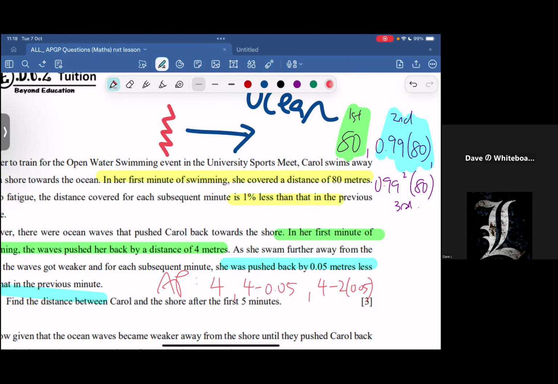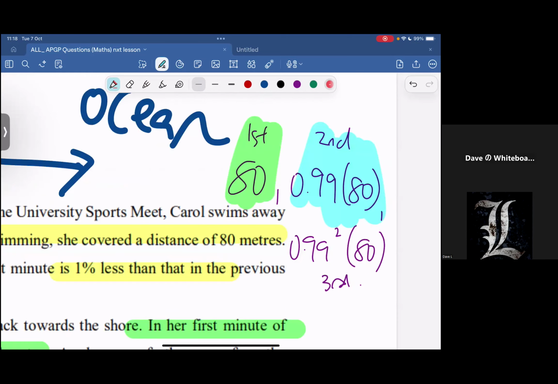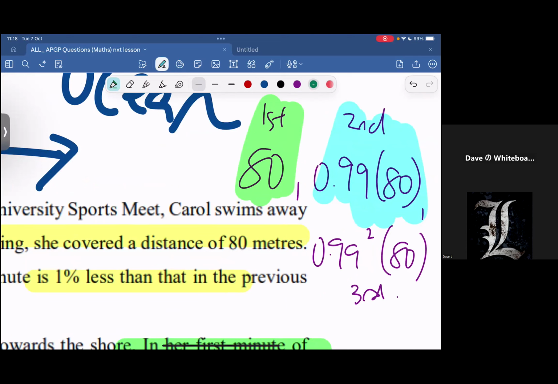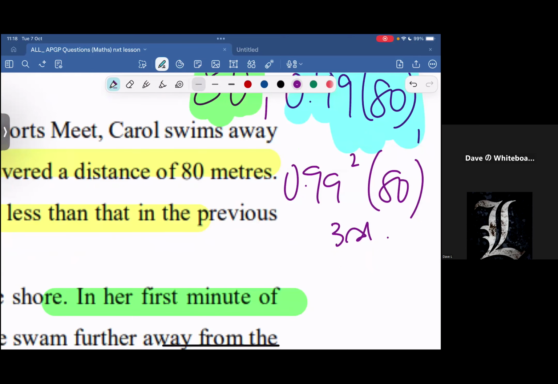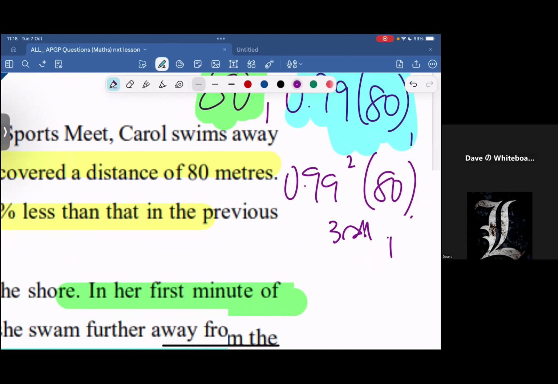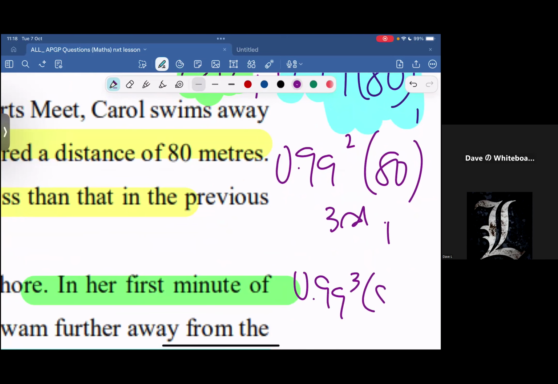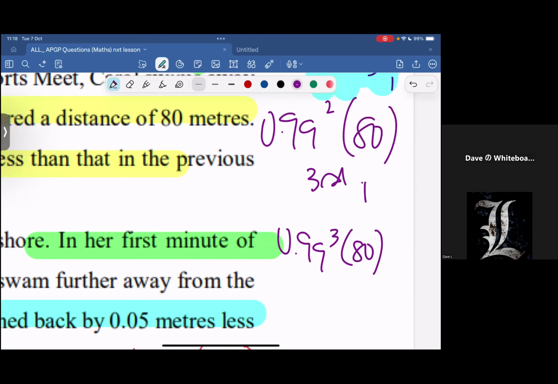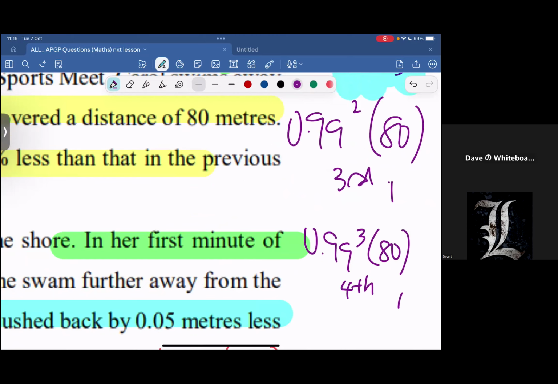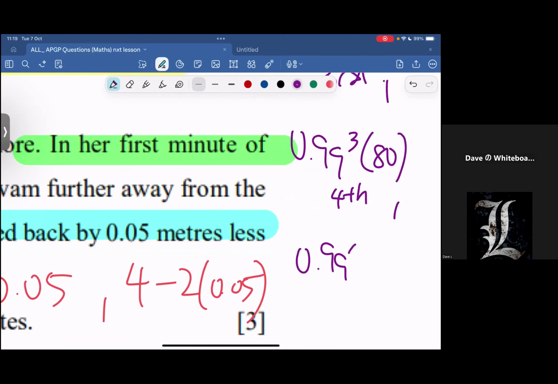If you really cannot see the pattern, it doesn't matter, because all you need to do is go and write out the first 5 minutes of total distance and of course the total pushback. You know what I mean? That means you start from here. This is the first minute of swimming, second minute, third minute of swimming. Don't you think that if you continue on, the next one will be 0.99 to the power of 3 times 80? This is the fourth minute. And finally, the last one, 0.99 to the power of 4 times 80. That is the fifth minute.